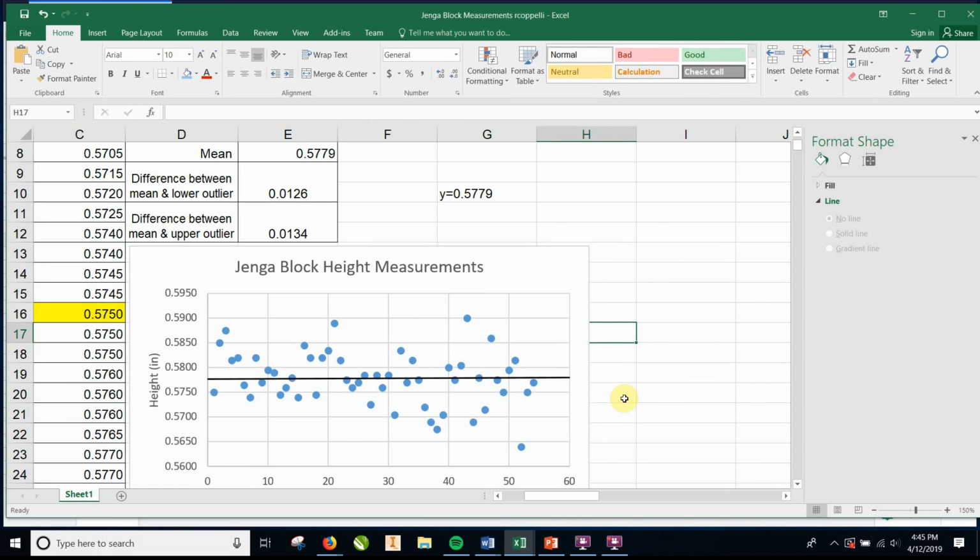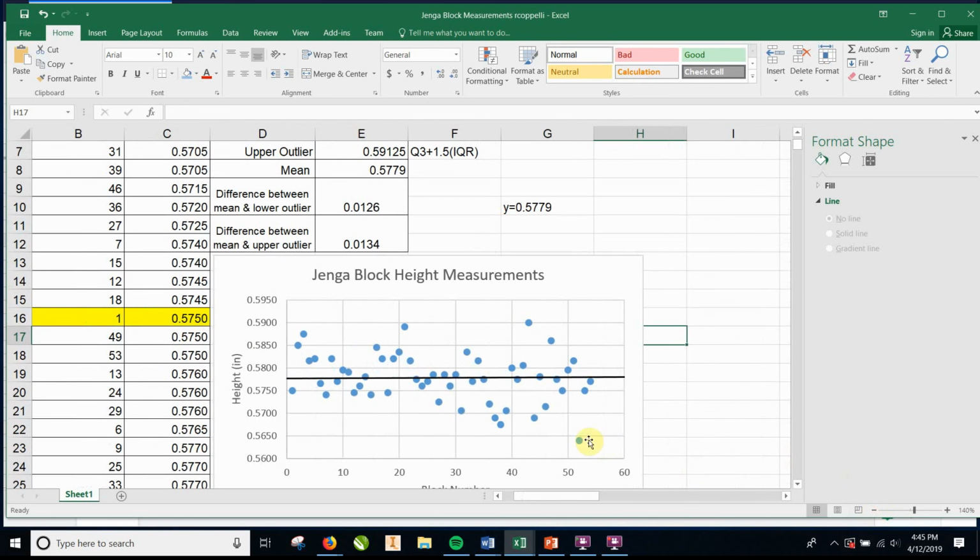And now this allows me to see that this is roughly what the specified dimension of the Jenga block should be, right? The specified dimension should be our mean, 0.5779. Okay, that's what we try to make it. But when it's fabricated, it is not exactly that. There's some that are really close, like that one, and there's some that aren't.